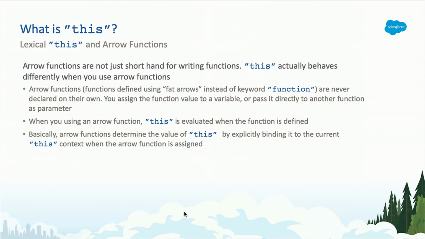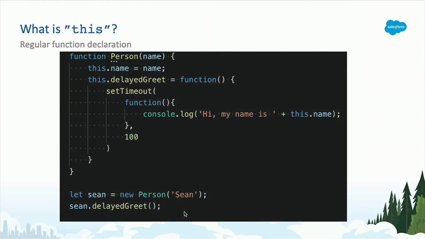Now that you've started to understand all of that, I'm going to throw one more wrench in here. Arrow functions. Arrow functions are actually not just shorthand for writing functions, and this keyword actually behaves differently inside of them. The arrow function is not just syntactic sugar to make it easier to write functions. It actually changes behavior. Let's go through an example to see what this means.